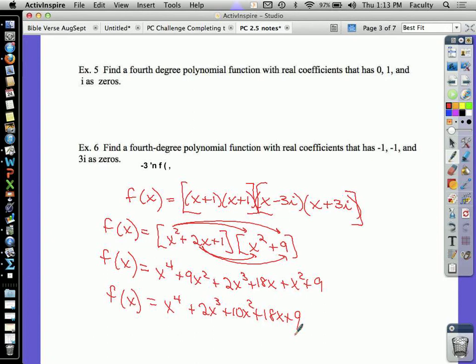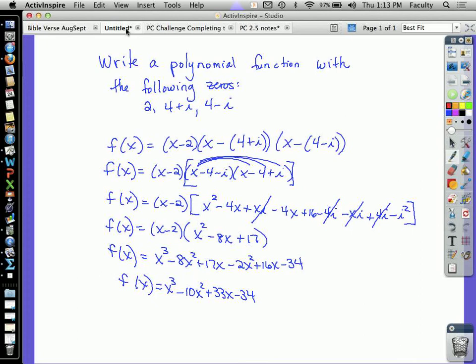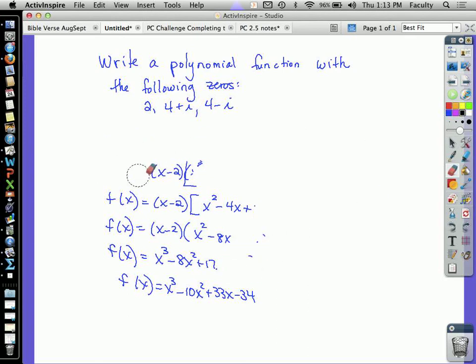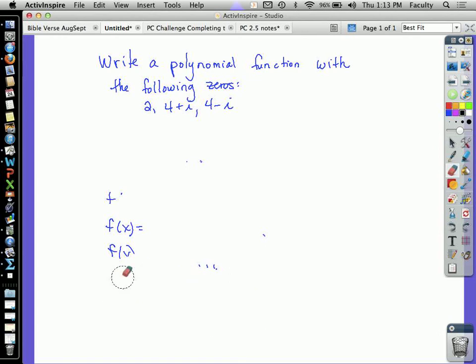Alright, I'd like you to find a sheet of paper, and we're going to do one that's a little bit more difficult than 5 and 6 because it's in your homework, and I want to make sure you're sufficiently prepared for your homework. So here it is. It says write a polynomial function with the following zeros. 2, 4 plus i, 4 minus i.